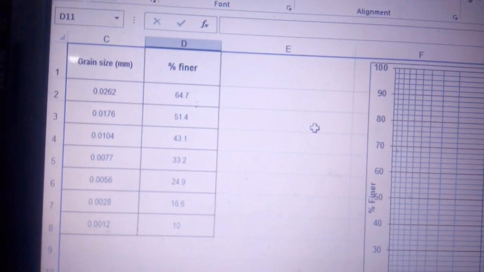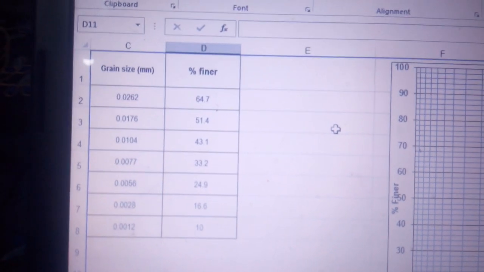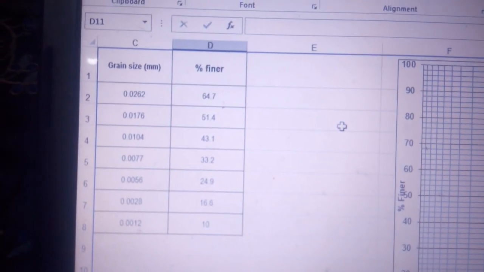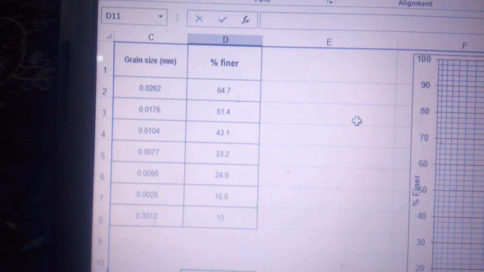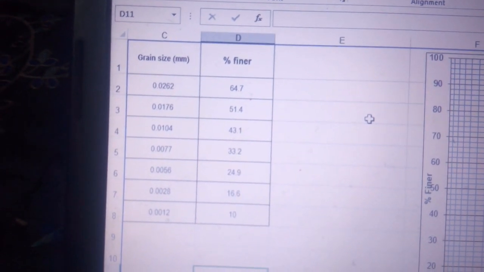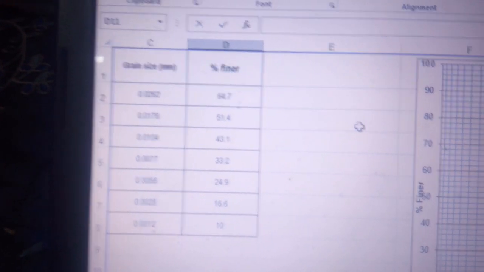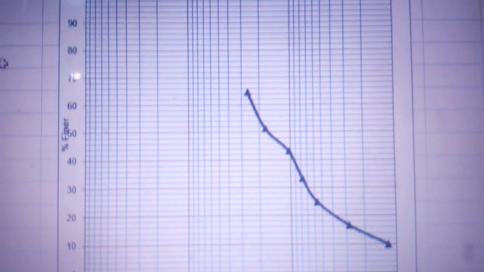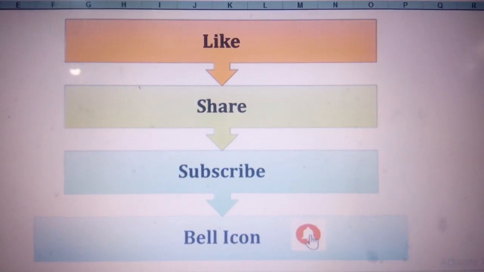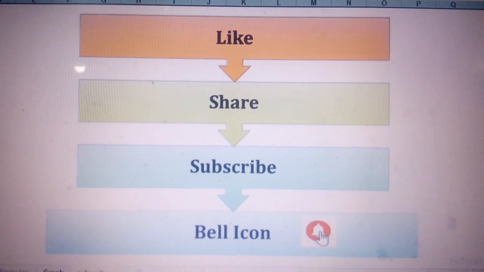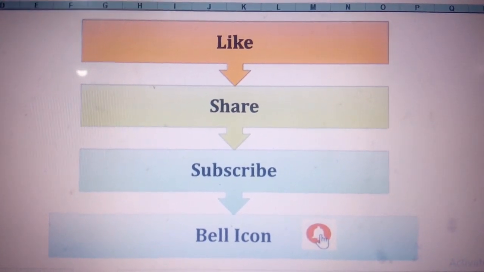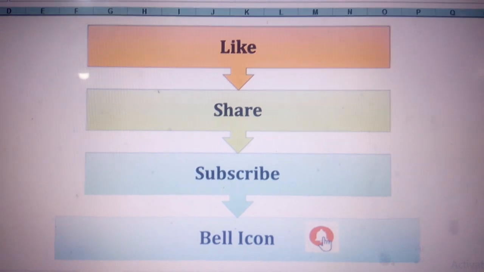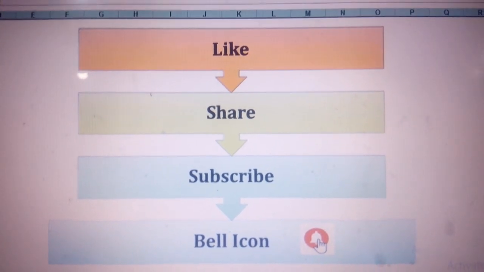Now time comes for plotting the gradation curve. The gradation curve is drawn between grain size on the x-axis in millimeters and percent finer on the y-axis in percentage. So I will get this curve, you can see. So guys, this is how the calculations and testing procedure for the hydrometer analysis are done in the lab.